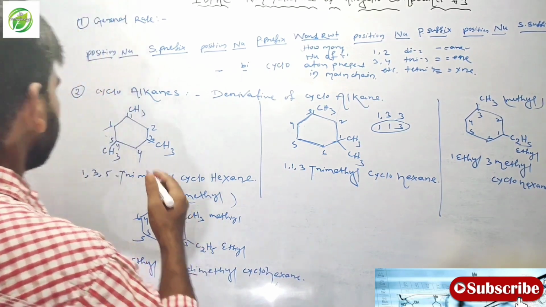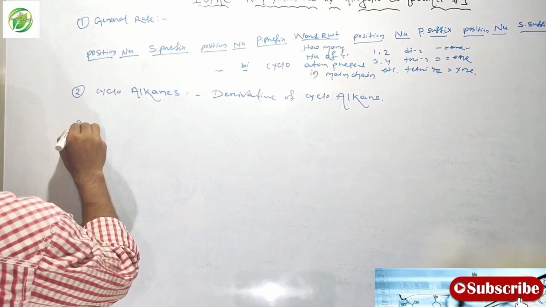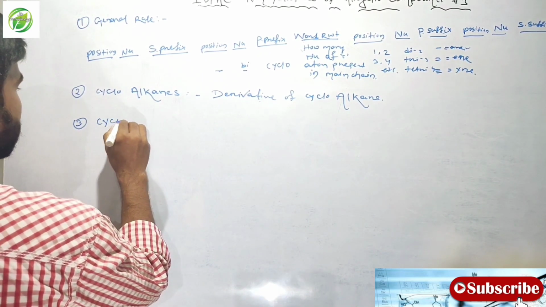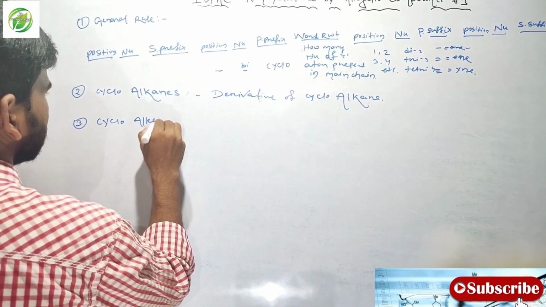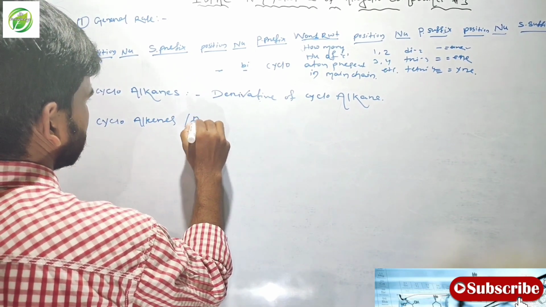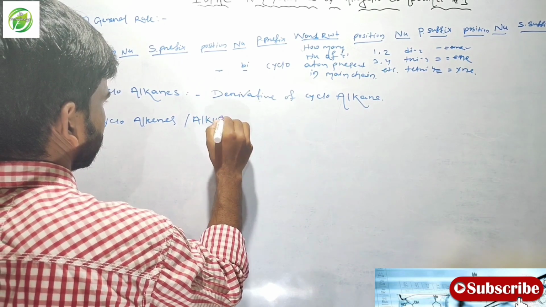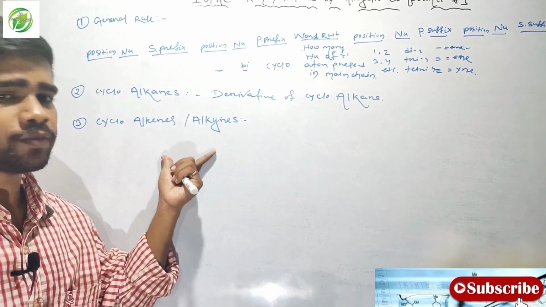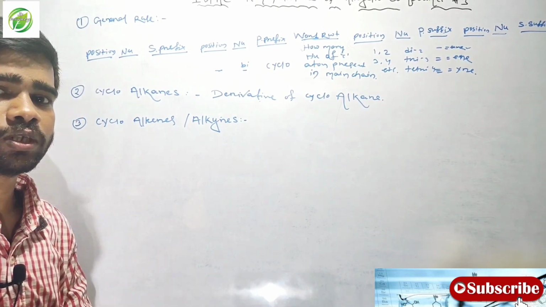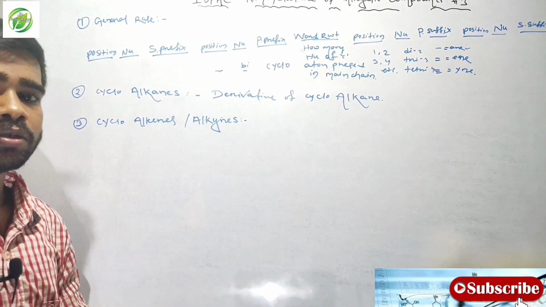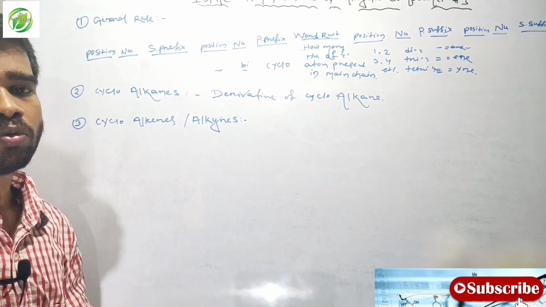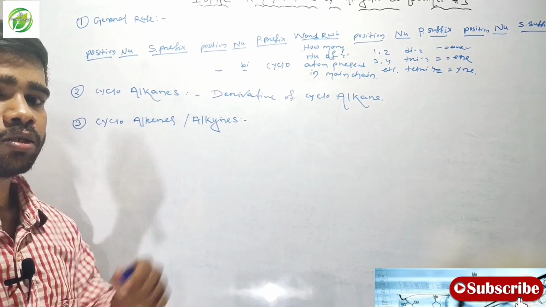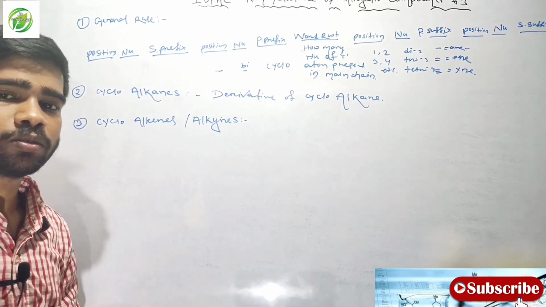Let's try to understand the third rule. Third is nomenclature of cycloalkenes and cycloalkynes. Friends, in the case of cycloalkenes or cycloalkynes, the double bond and triple bond are present at the 1, 2 positions, and then we follow the direction of all other substituent positions.